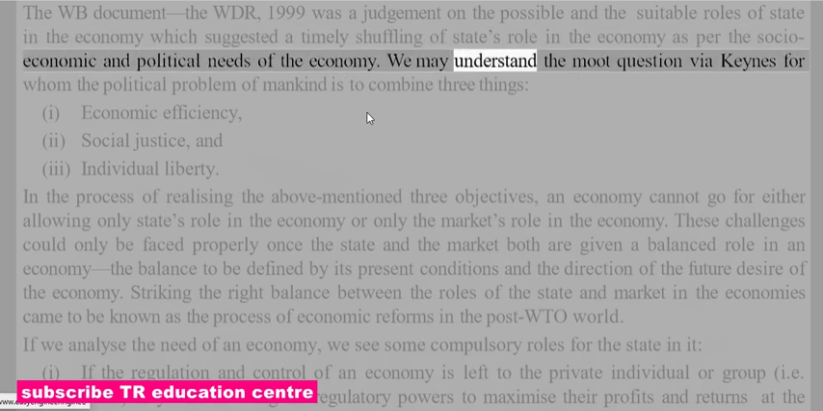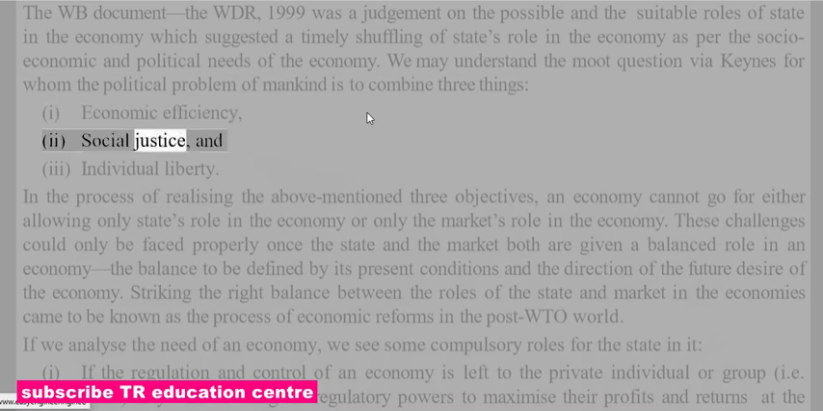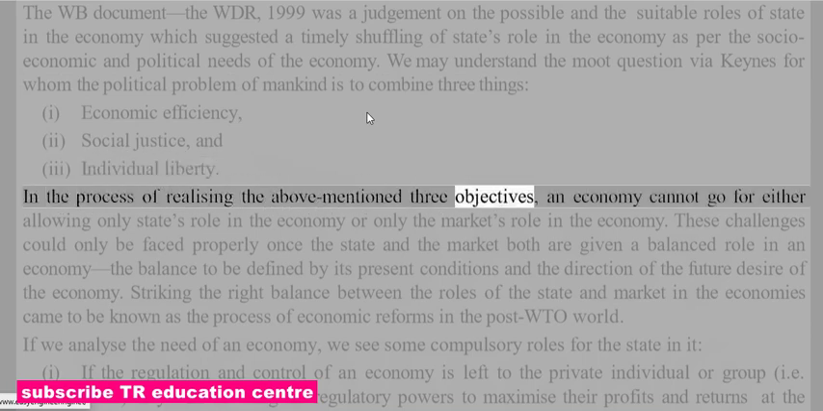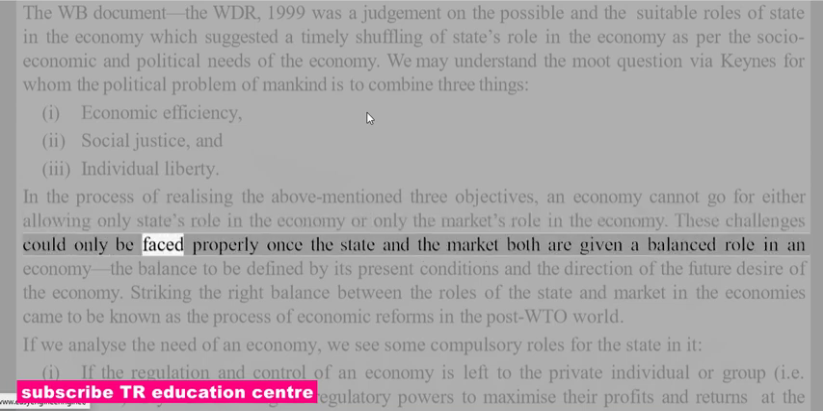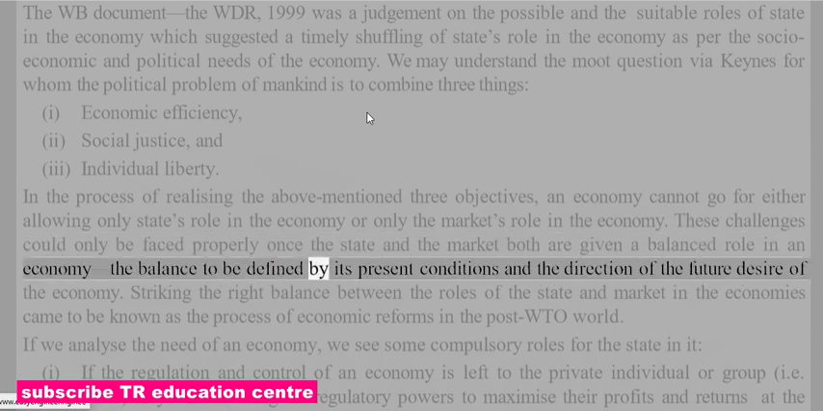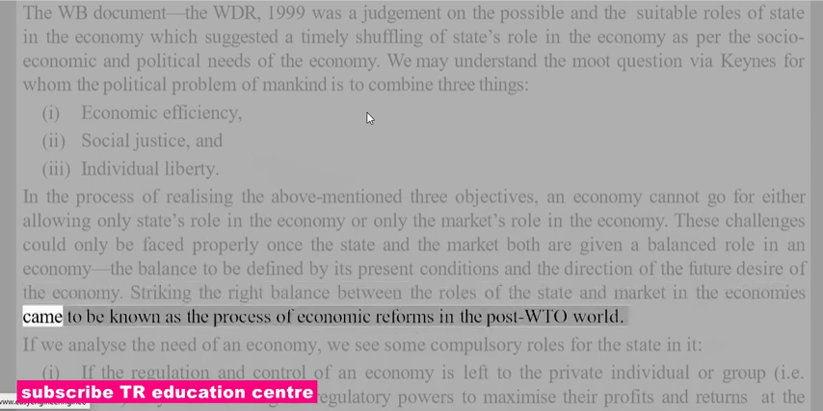We may understand the moot question why, for Athens, the political problem of mankind is to combine three things: 1. Economic efficiency, 2. Social justice, and 3. Individual liberty. In the process of realizing the above-mentioned three objectives, an economy cannot go for either allowing only the state's role in the economy or only the market's role in the economy. These challenges could only be faced properly once the state and the market both are given a balanced role in an economy, the balance to be defined by its present conditions and the direction of the future desire of the economy. Striking the right balance between the roles of the state and market in the economies came to be known as the process of economic reforms in the post-WTO world.